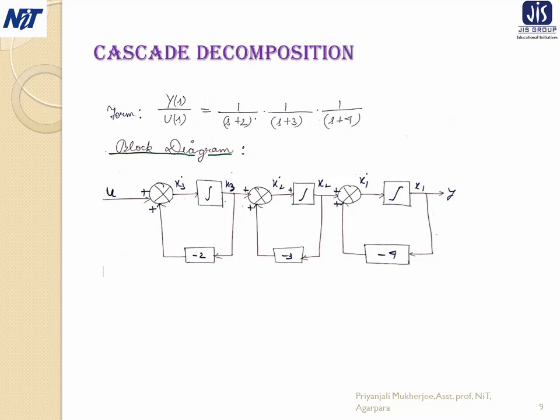Now the advantage of cascade decomposition is that the poles and zeros of the transfer function appear as isolated branch gains on the system diagram. So the study of the effect on the system becomes easier when the poles and zeros are varied. So let us take one example for the cascade decomposition.